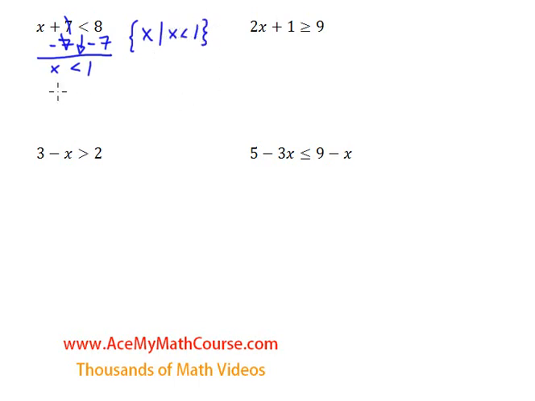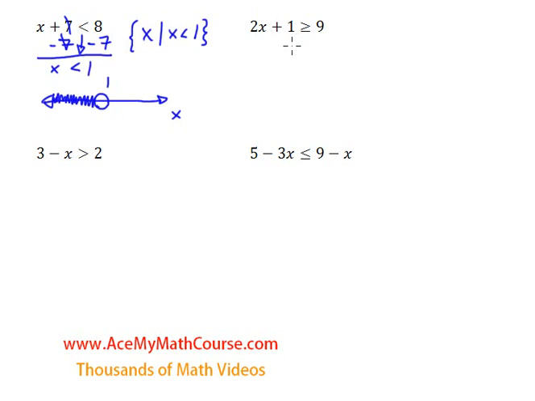Okay, let's also draw a number line to illustrate this. I can make an open dot at 1. Why open? Because x cannot equal 1, but it can be anything smaller than 1. So that's why I highlighted the area to the left of 1. It could be 0, it could be negative 1, negative 5, negative 20, negative 1 million. All those numbers are smaller than 1. So they would work.